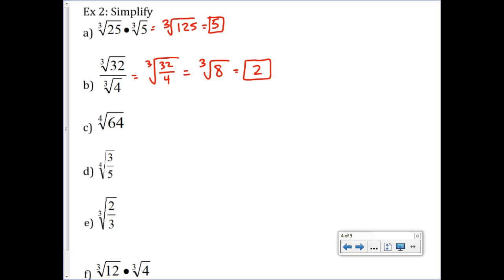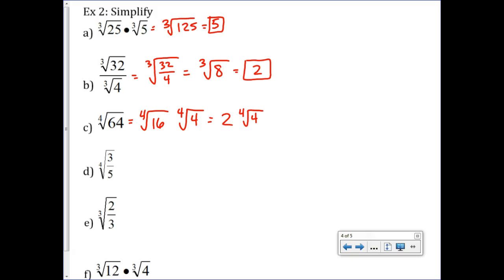The 4th root of 64, well, let's find a perfect 4th. So 1 to the 4th is 1, 2 to the 4th is 16, 3 to the 4th is 81. That's too big, so 2 to the 4th is 16. 16 goes into 64. So I have the 4th root of 16. 16 times 4 would give me 64. So then I have the 4th root of 16 is 2, and I have the 4th root of 4.